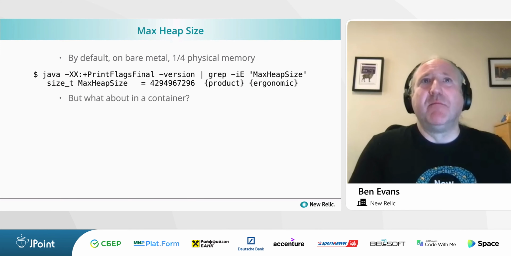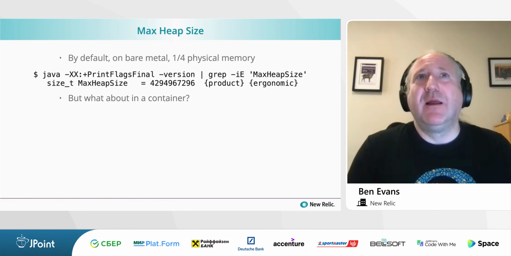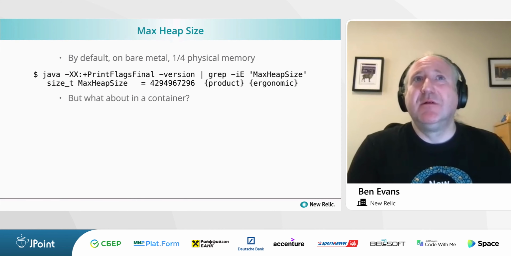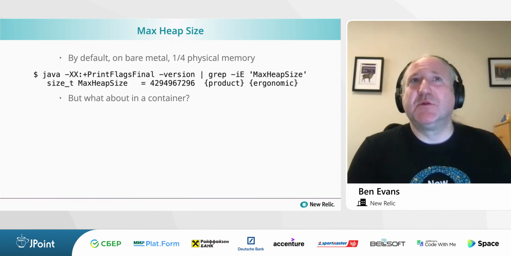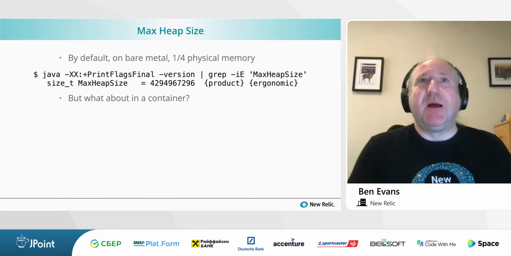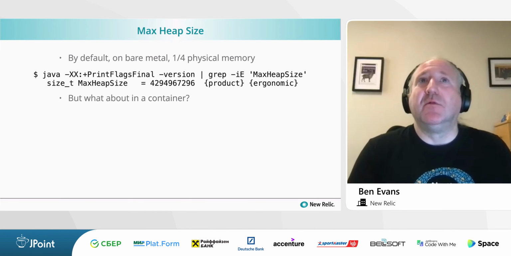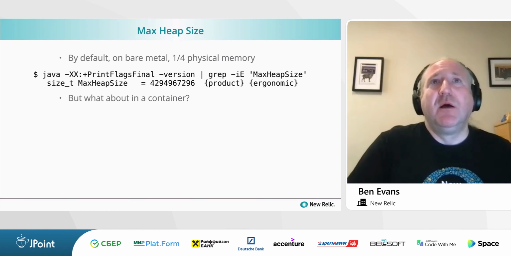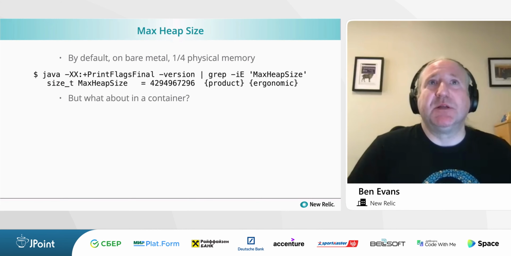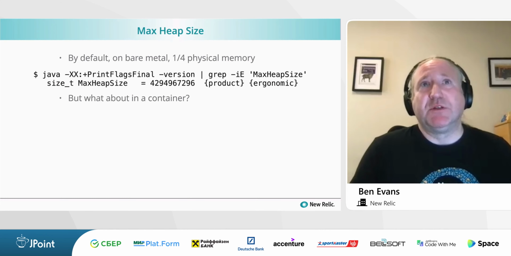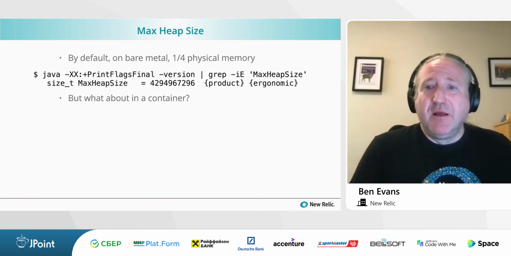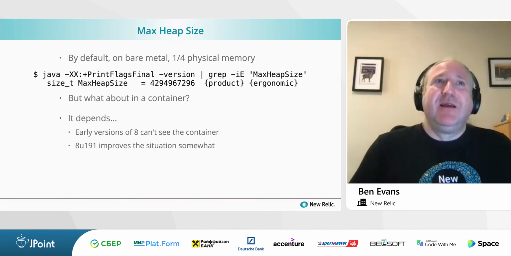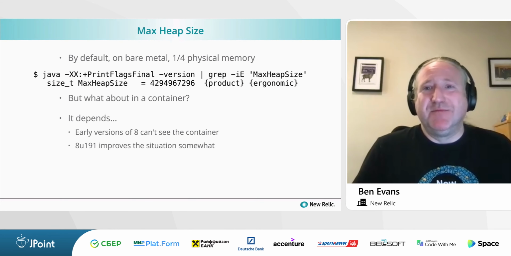You have to parse the number a little bit, as that's in bytes. But if you work it out, you can probably squint at it and see that it's about 4 billion. So it's actually 4 gigabytes. So this was done on a 16 gig physical laptop. And so the max heap size that's actually detected is a quarter of the physical memory. In a container, well, like all good things in software, it depends.